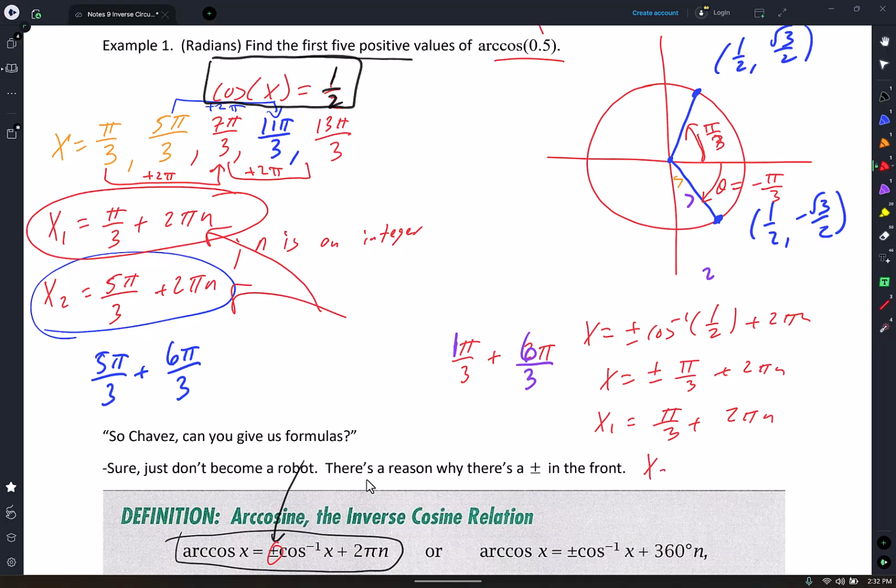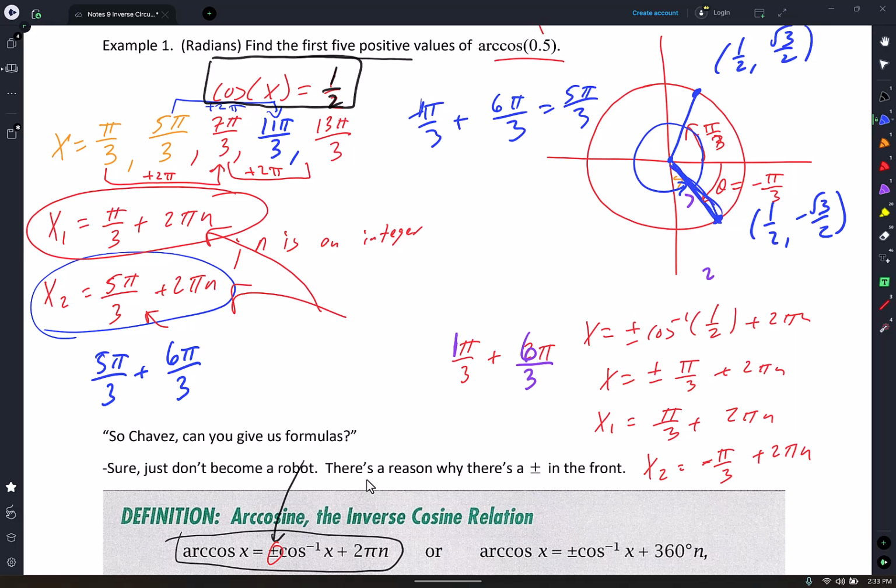And then you go x2 equals negative pi over 3 plus 2 pi n. Child, that's not the same thing as this one because that one says 5 pi over 3. Guys, negative pi over 3 plus 2 pi will give me 5 pi over 3. Look, negative pi over 3 plus 6 pi over 3. Negative 1 plus 6, that is 5 pi over 3, because look at the location that you're at. Does that make sense?